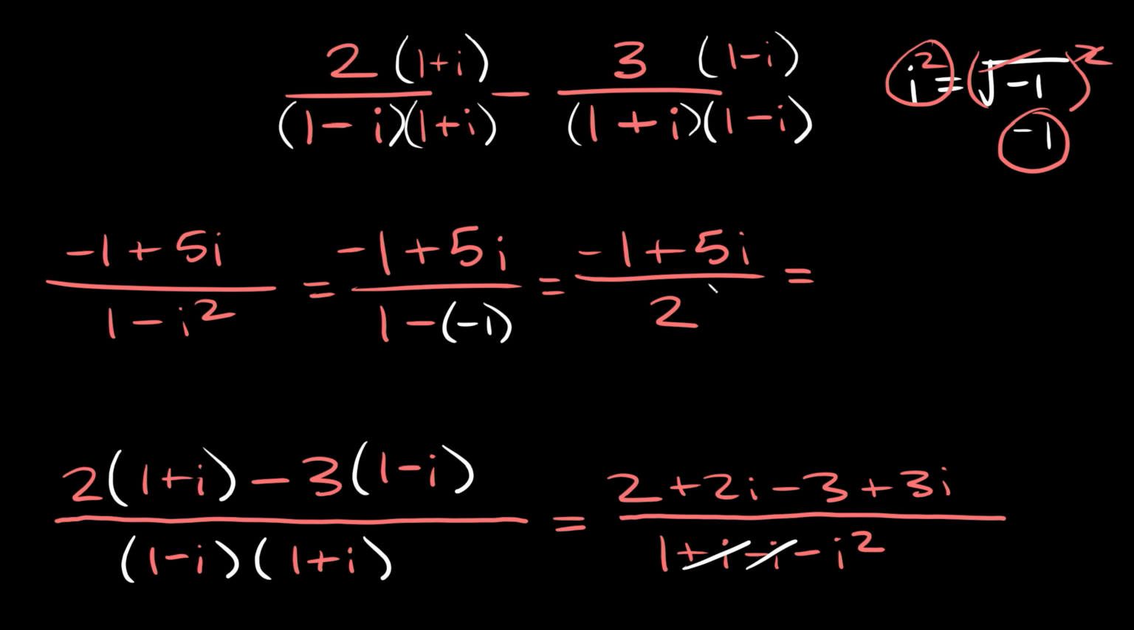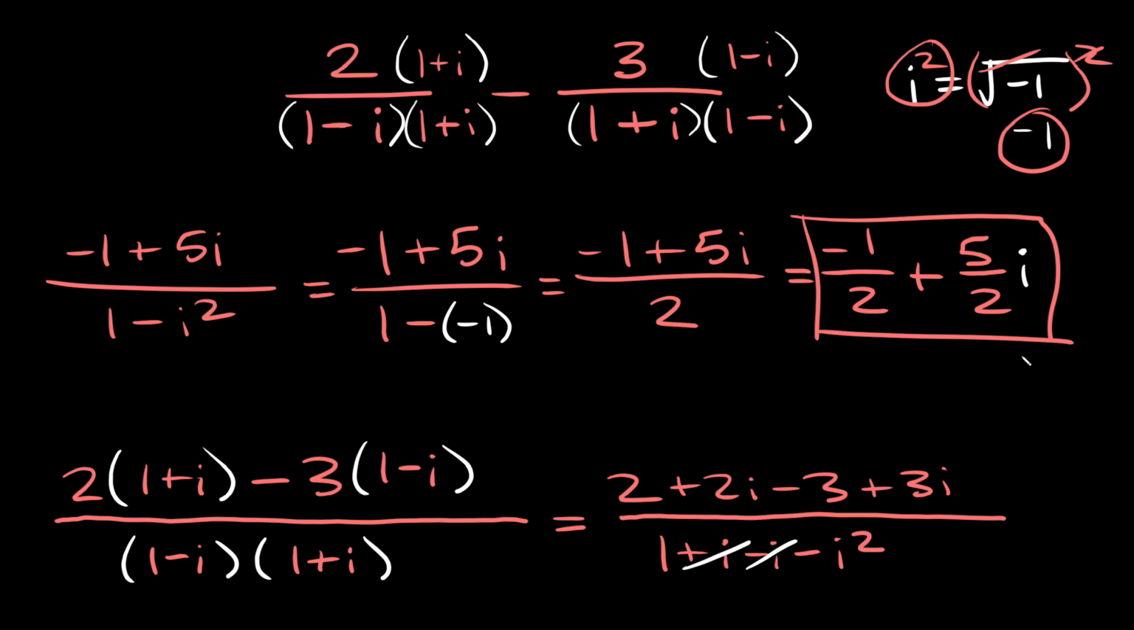Then here we can finally split these up into two fractions. We're going to say negative 1 over 2, and then we're adding the other fraction, 5 over 2, and don't forget your i right there. So this would be our final answer in standard form.